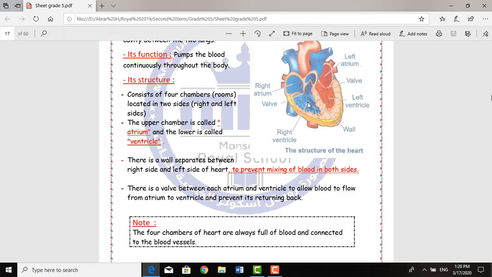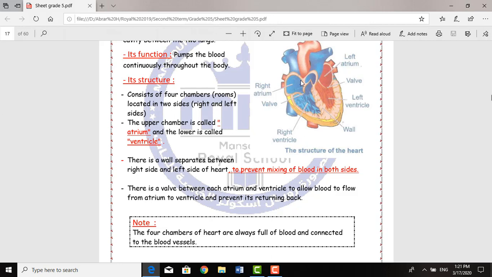Between atrium and ventricle, I have a structure here called a valve. This valve prevents blood from returning back from the ventricle to the atrium. It works as a gate that works only in one way, from atrium to ventricle. So if the blood was trying to move from ventricle to atrium, it prevents it from returning back to the atrium.